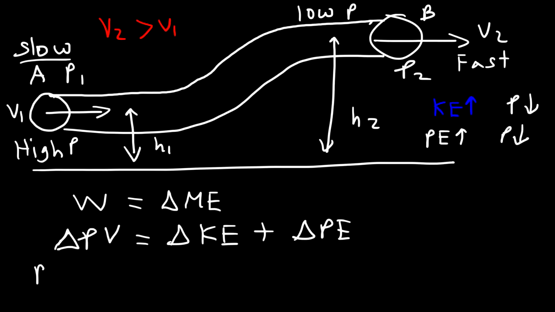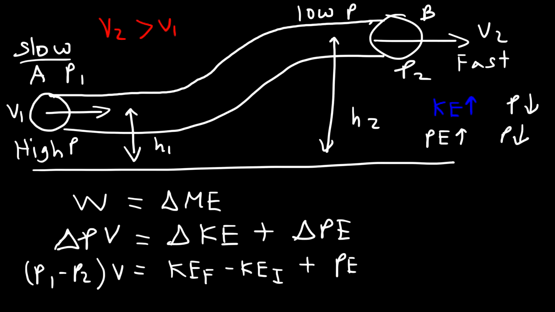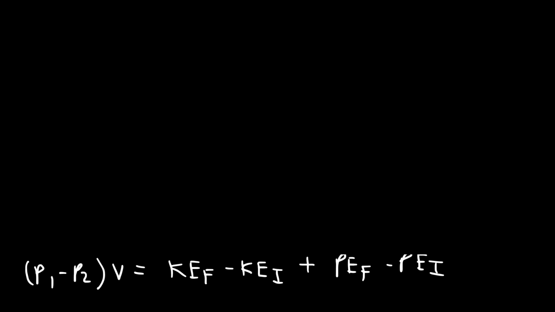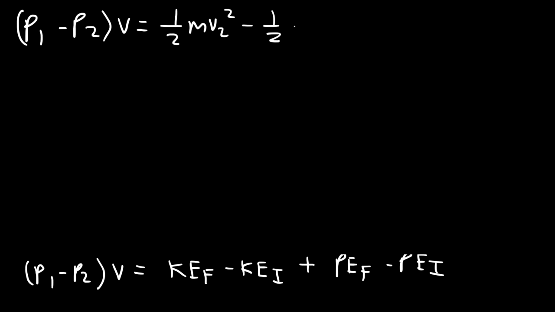Now the change in pressure is P1 minus P2. And the change in kinetic energy is the final kinetic energy minus the initial kinetic energy. The change in gravitational potential energy is the final potential energy minus the initial gravitational potential energy. Now let's replace the final kinetic energy with 1/2 mv final squared, or mv2 squared. And the initial is going to be 1/2 mv1 squared. The final gravitational potential energy is going to be mgh2, and the initial is going to be mgh1.